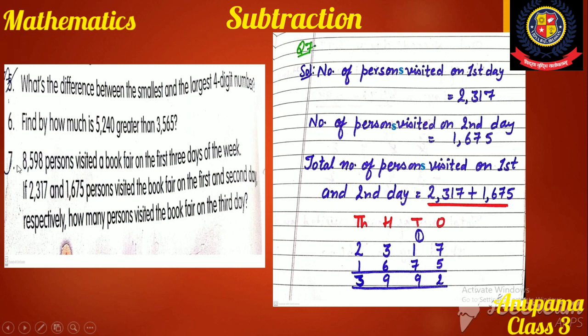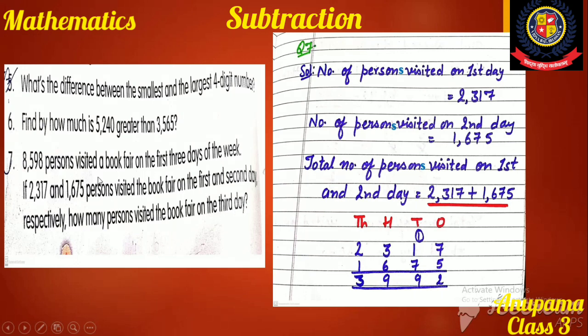Now question 7 is: 8,598 persons visited a book fair on the first 3 days of the week. If 2,317 and 1,675 persons visited the book fair on the first and second day respectively, how many persons visited the book fair on the third day? It means what we have to find? We have to find how many persons visited the book fair on the third day.